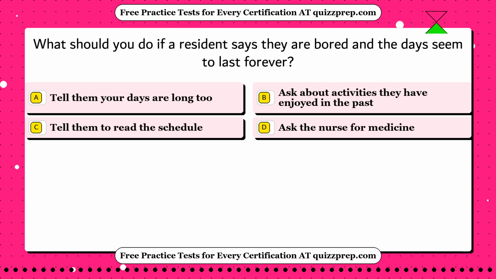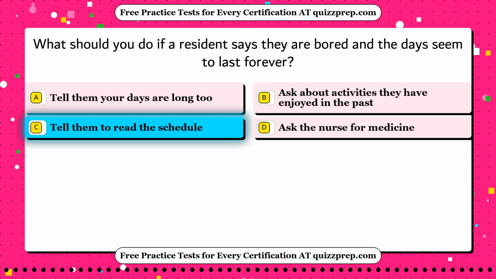Question 147. What should you do if a resident says they are bored and the days seem to last forever? Option A, tell them your days are long too. Option B, ask about activities they have enjoyed in the past. Option C, tell them to read the schedule. Option D, ask the nurse for medicine.